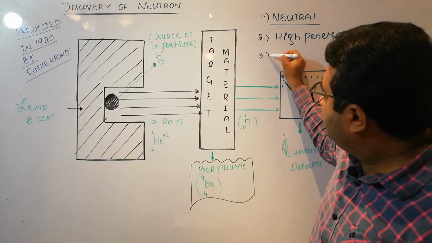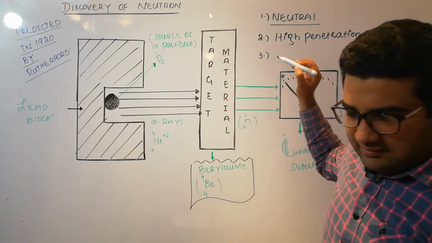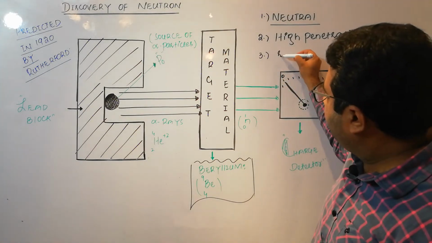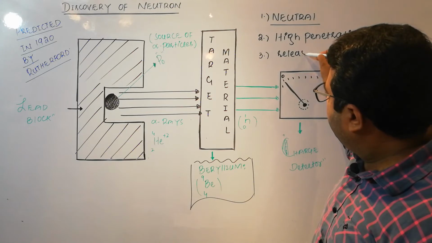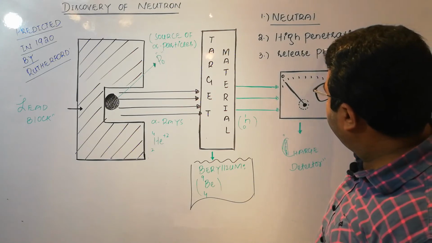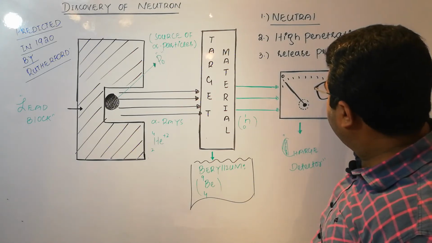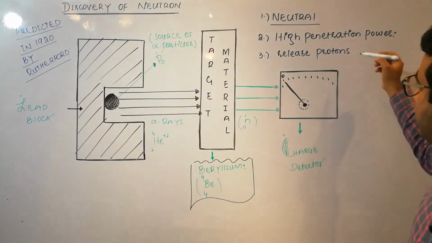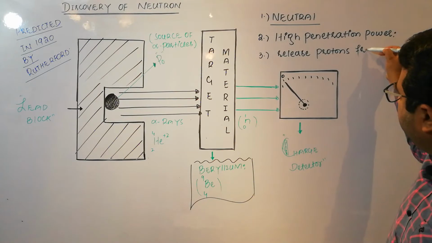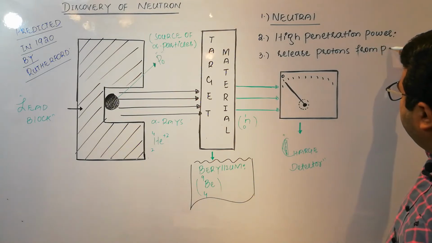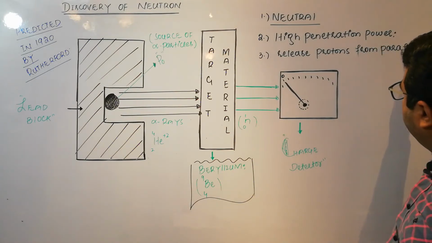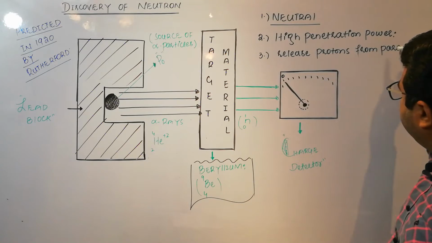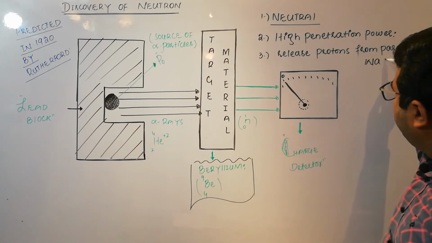Third, they can release the protons. You can use the word release or knockout. They can knock out the protons from paraffin wax.